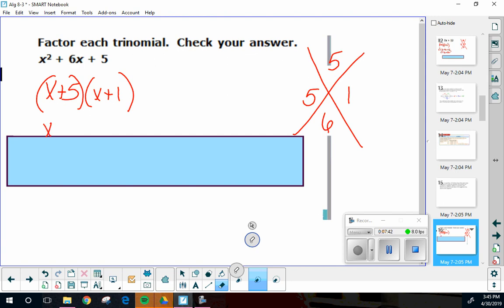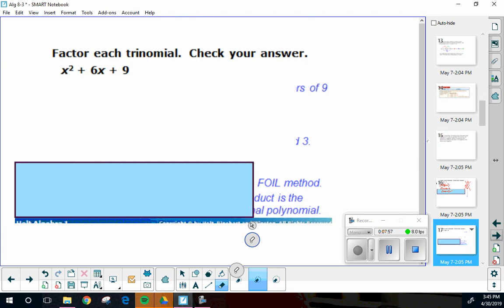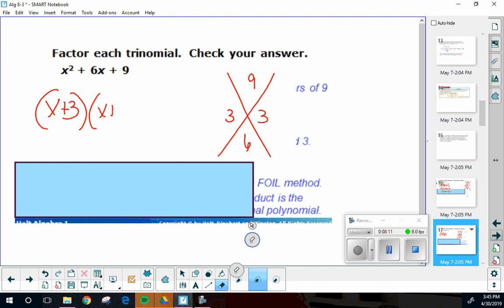Double check, x squared plus x plus 5x plus 5, x squared plus 6x plus 5, and I get the same answer. And then this one, same thing. Put a 9 right here, a 6 right here, that's a 3 and a 3, and the answer is going to be x plus 3 times x plus 3. X squared plus 3x plus 3x plus 9. X squared plus 6x plus 9 is a check.